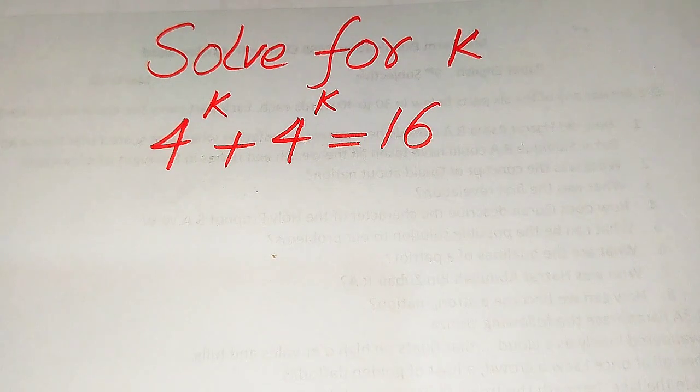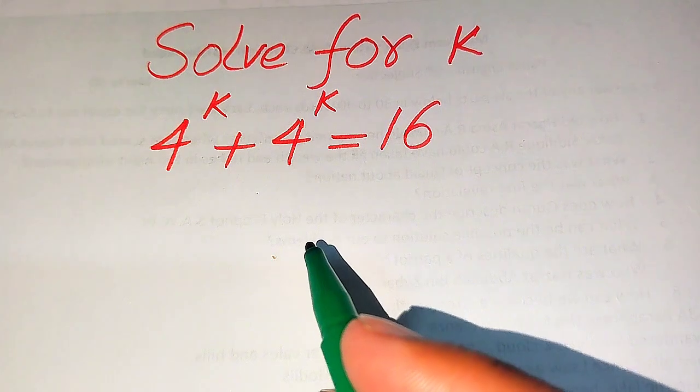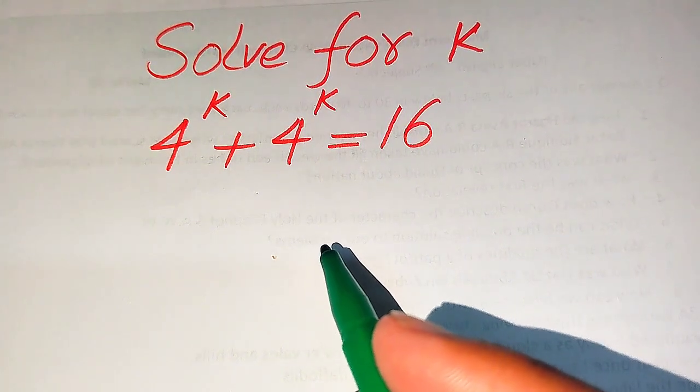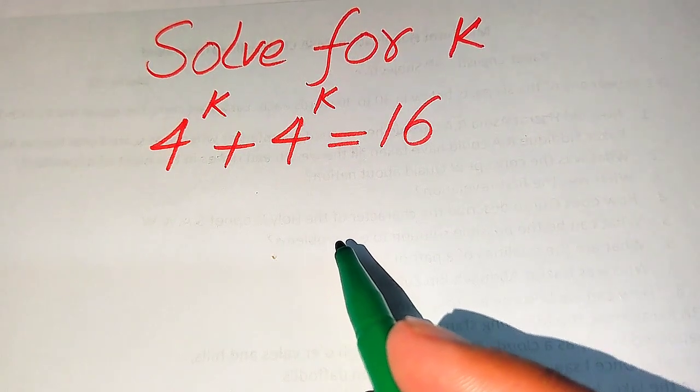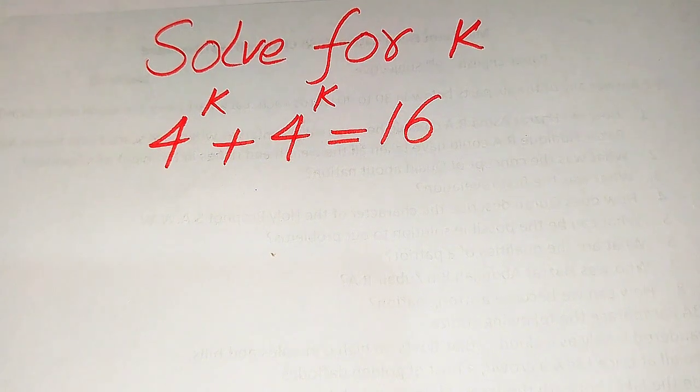Hello everyone, how to solve this problem for the values of k if we have 4 to the power of k plus 4 to the power of k is equals to 16, and we solve this problem for all the values of k. So here first we find all the roots of this equation, and at the last we will verify which of the values of k are solutions of this equation and which of the values are extraneous roots.